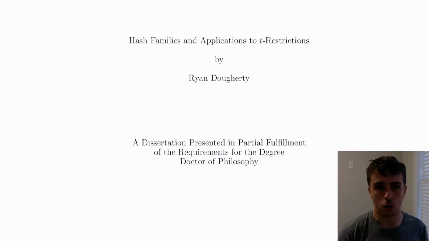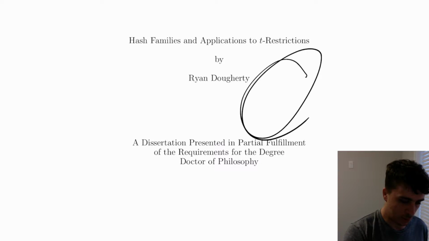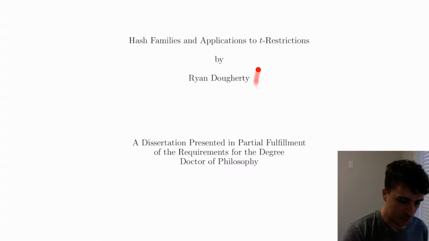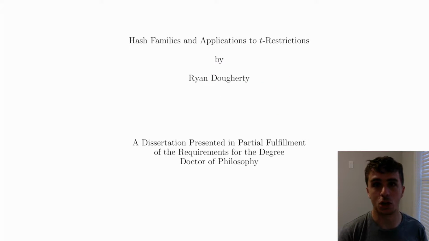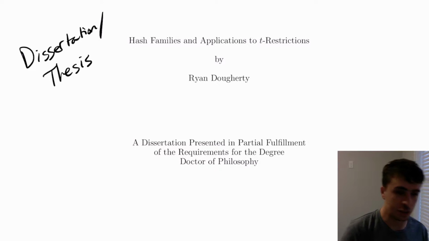So what do you usually do in a PhD? What you usually do, and this depends on the university, and in fact, my university is different than everyone else's in some sense, is you write a document like this. It's called a dissertation. So this thing is called a dissertation or thesis. It's one of those two.